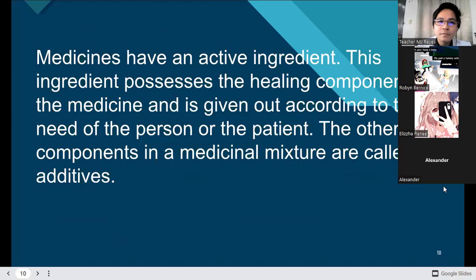Medicines have active ingredients. This ingredient possesses the healing component of medicine and is given according to the need of the patient. The other components in medical mixtures are called additives. There are a lot of additives in medicinal mixtures. These additives act like a catalyst. When you hear the word catalyst, what comes into your mind? Any idea?